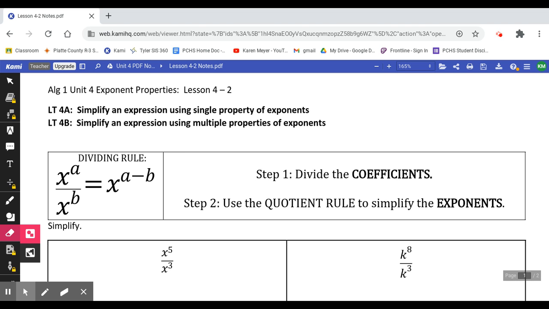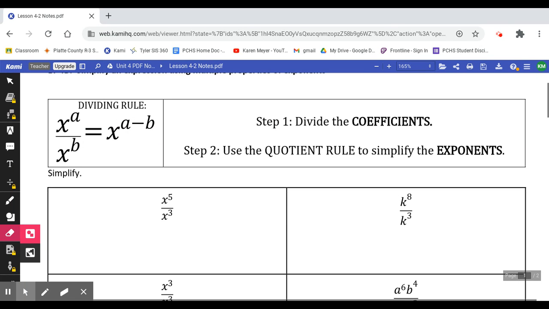Talking about more exponent properties, okay? In this lesson, the first main property that we're going to talk about is going to be when you are dividing. So if you have x raised to the a divided by x raised to the b, well, you need to think if you were multiplying, you added exponents. So if you're dividing, it is the opposite of multiplying. So you should do the opposite of adding, which is subtracting.